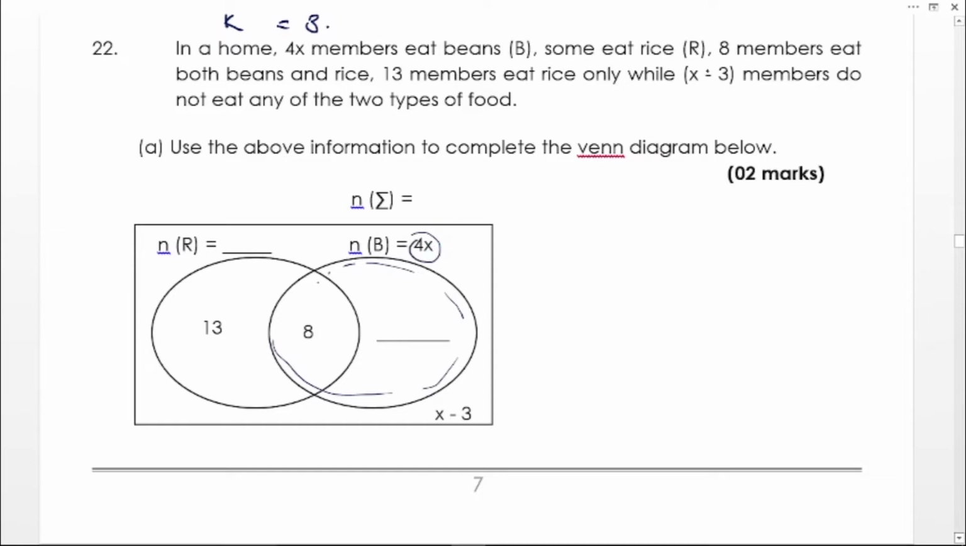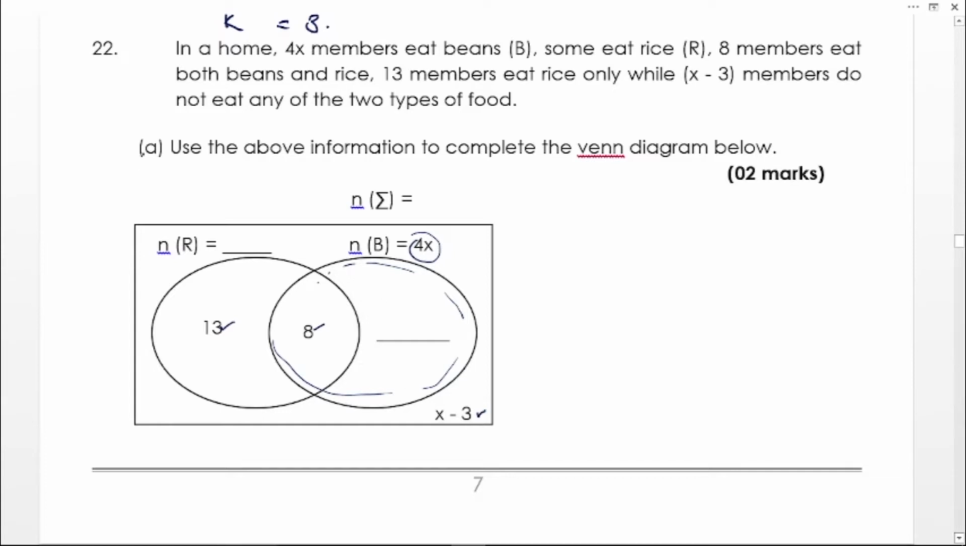Then some eat rice. 8 members eat both beans and rice, the intersection here. And 13 members eat rice only. Then they are saying x minus 3 members do not eat any of the 2 types of food. So they are neither. They don't want beans, they don't want rice, and they don't want both. Maybe they want meat, which is not on the menu. So they are here, but they are part of the family members.